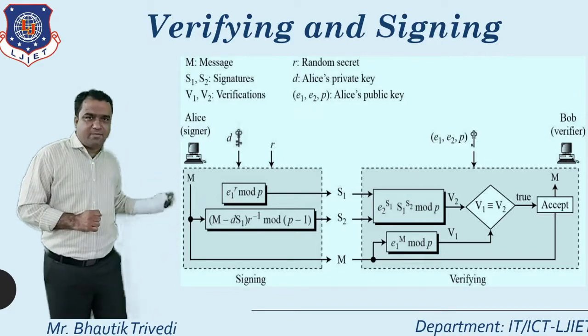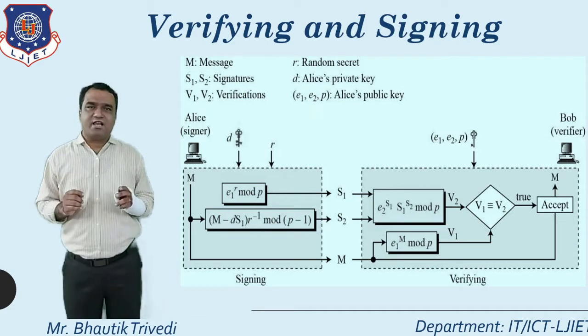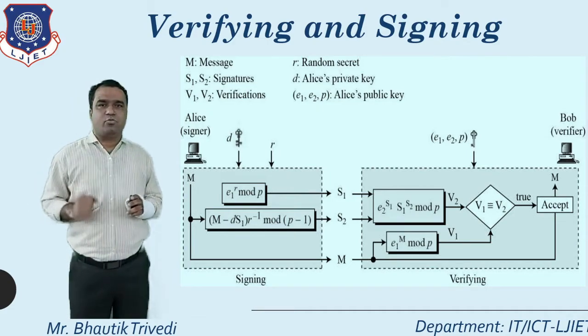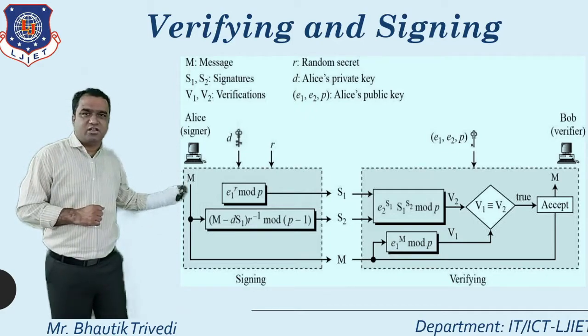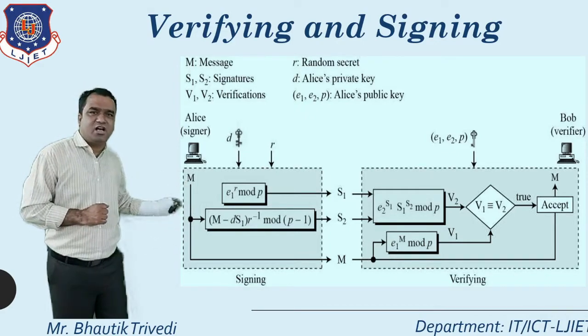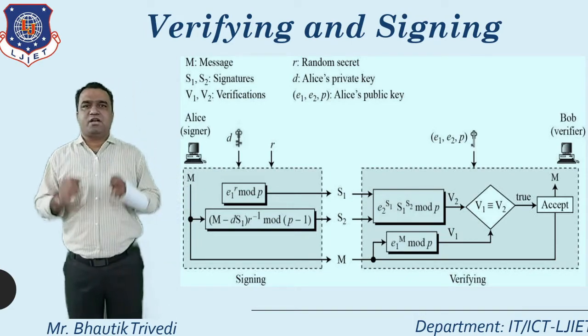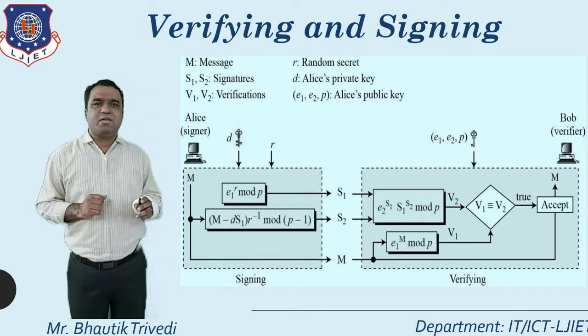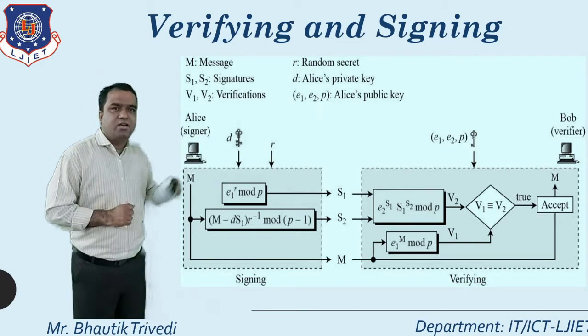And this is the M. From the signing phase, you directly generate the important points. First one is S1, second one is S2, and third one is the message. After generating S1 and S2, you directly pass S1 and S2 to the verifying phase.